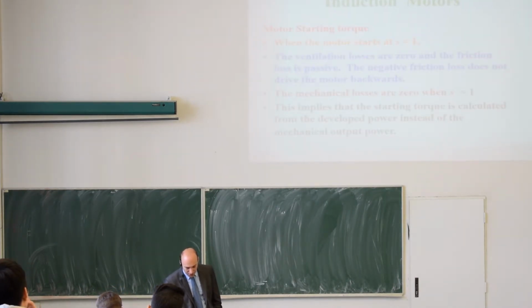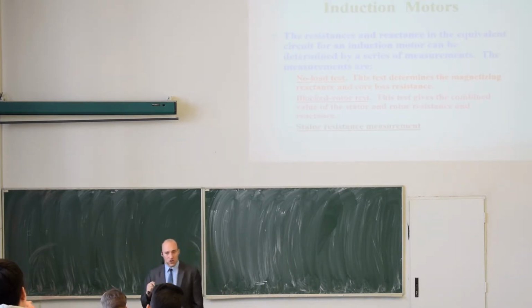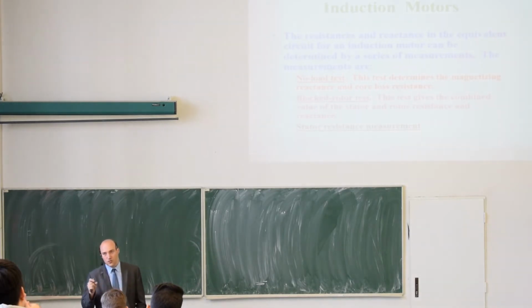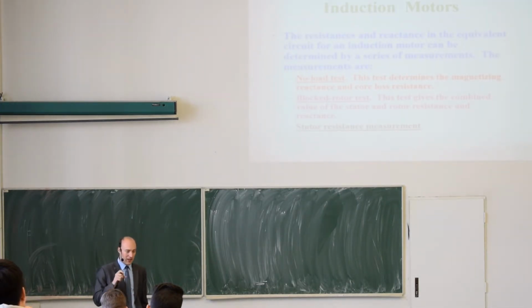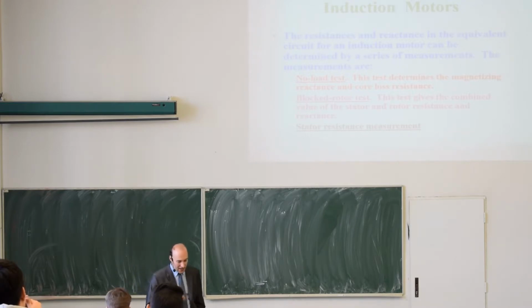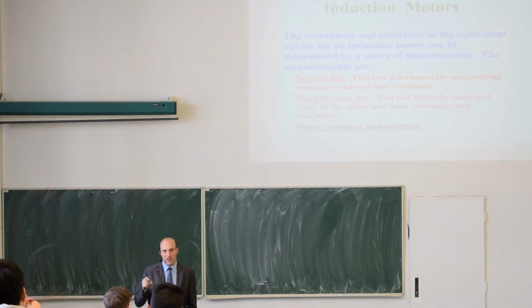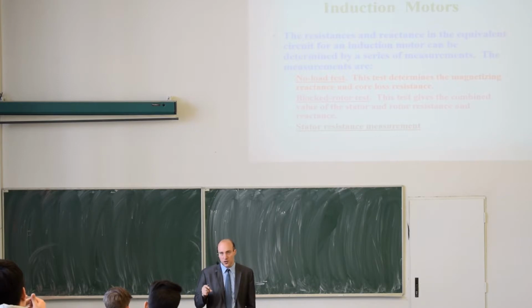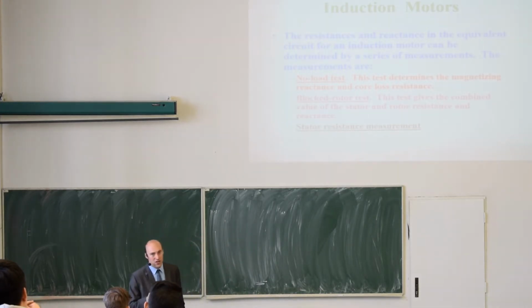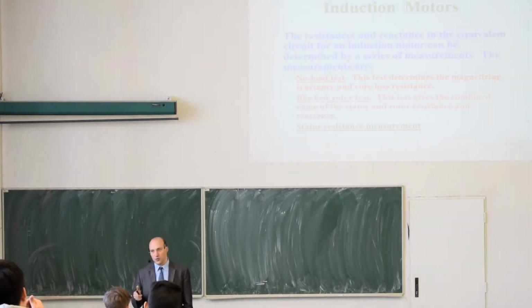The blocked rotor test is good to determine the combination of stator and rotor resistance. So this will give us an idea about the resistance and reactance of the stator and rotor circuit. We cannot distinguish those two components from each other with this kind of test. So for example, if you have a squirrel cage motor, you can do this test, but you cannot tell exactly how much is the stator resistance and how much is the rotor resistance.